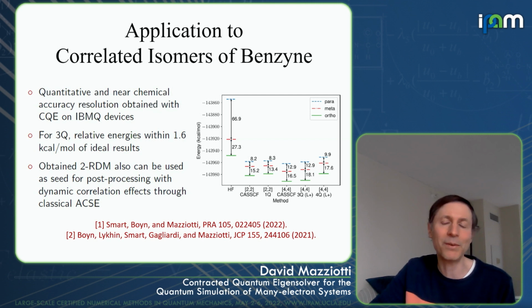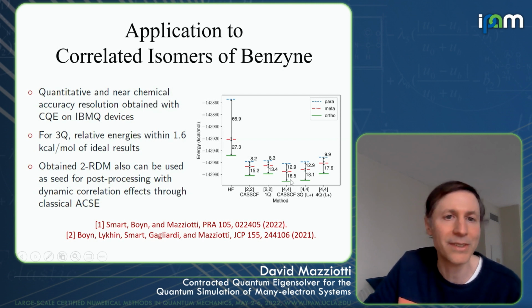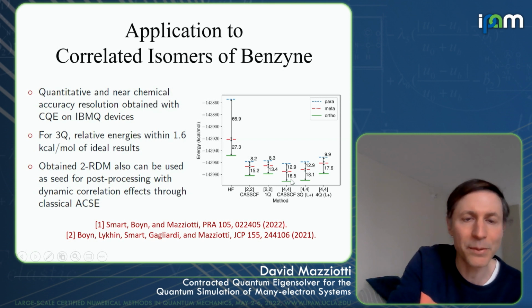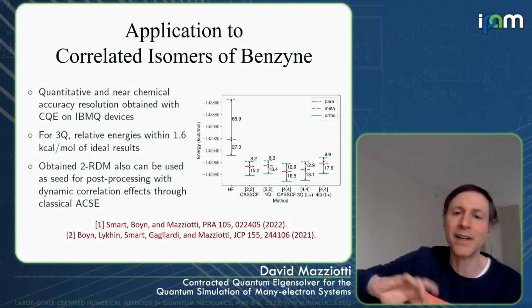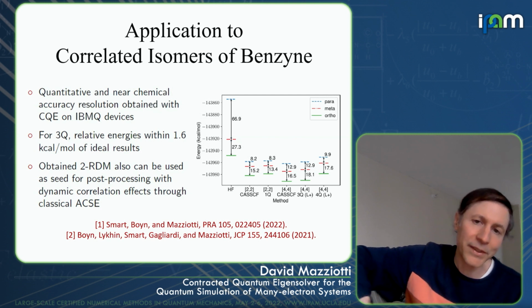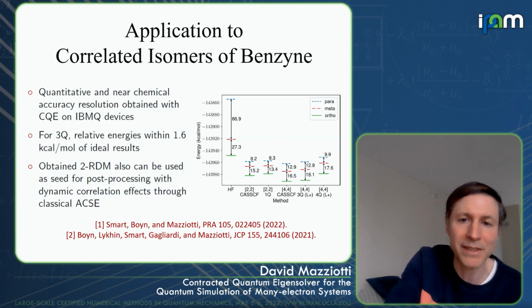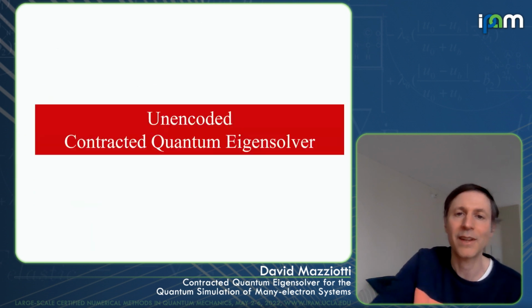But again, we end up with good results in all of these cases relative to the classical results. So we're basically within 1.6 kilocalories per mole of the ideal results. And so it's important that the ACSE is really giving us an Ansatz that's extremely general and is able to capture kind of full CI-like behavior that's going to be important for a complete active space self-consistent field calculation.